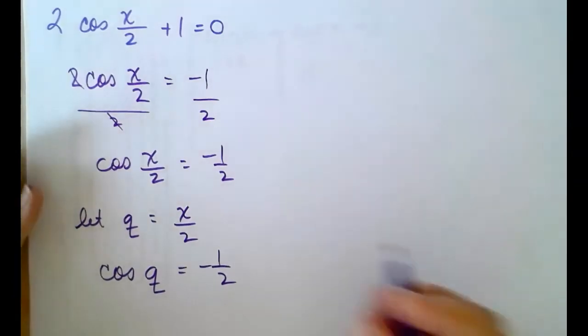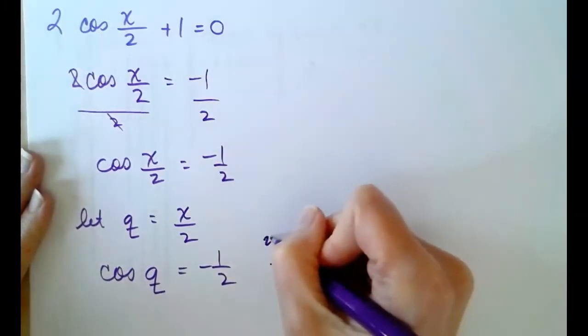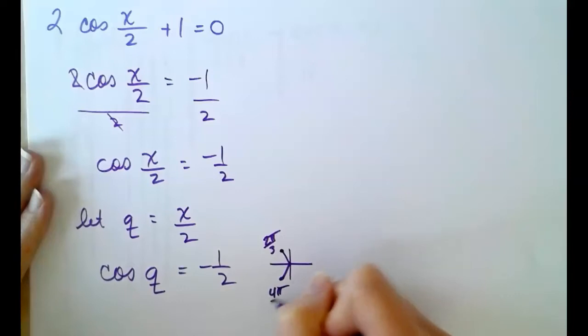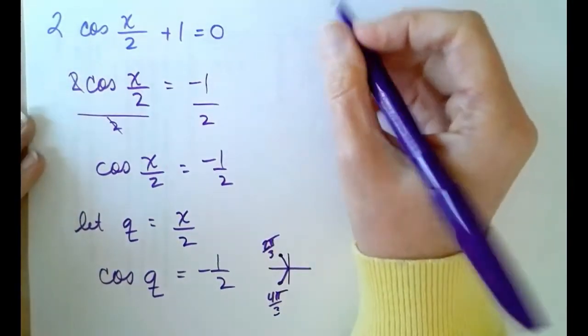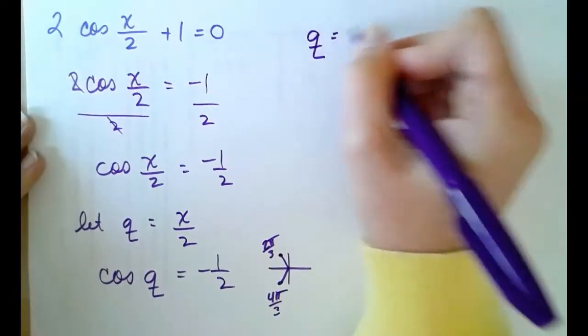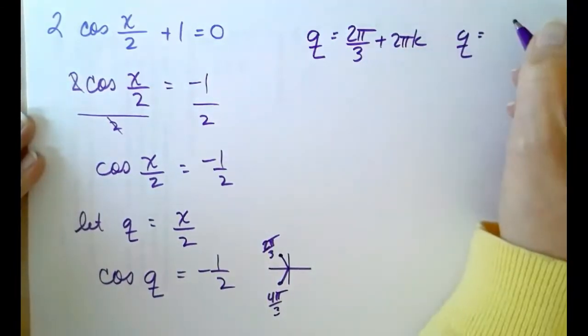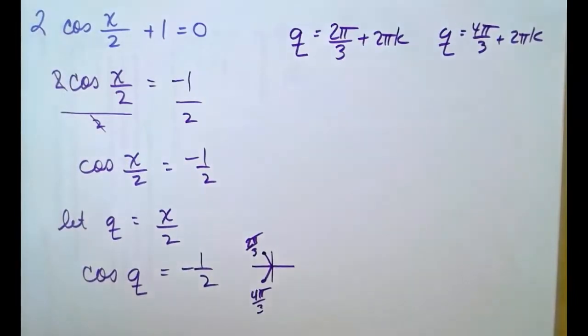This is something that we can pretty easily solve. Think about where cosine is negative. Cosine is negative in quadrants 2 and 3. So the cosine is negative 1/2 right here at 2 pi over 3, and also here at 4 pi over 3. So those are going to be my solutions for q, but I'm not after q. So we're going to start with our general solution for q. Q equals 2 pi over 3 plus 2 pi k, as well as q equals 4 pi over 3 plus 2 pi k.